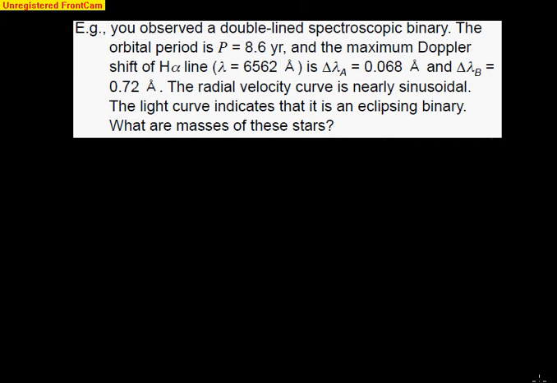Okay, this is from week 6 on Wednesday, 2014. This is slide number 20, the question from that. You observe a double-line spectroscopic binary.